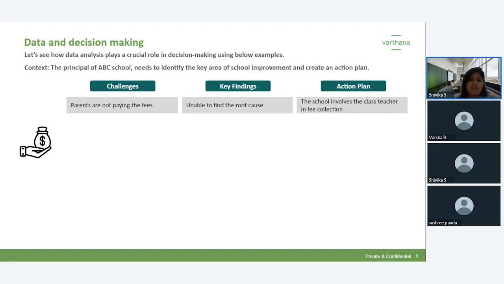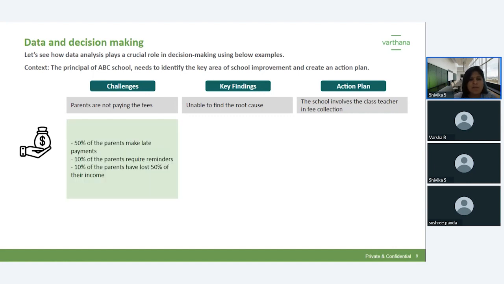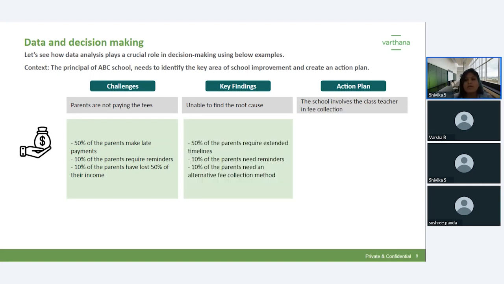So let's see how, if we have certain data to understand the challenge, our decision-making capacity can get better. So here, for the same challenge, if you have data saying that 50% of the parents make late payment, 10% of the parents require reminders, and 10% of the parents have lost their income, now you have clear data to say that these sets of parents are facing this challenge, and you have a clear key finding that the parents need an extended timeline. 50% of them who are making late payments, 10% of them who are forgetting may need reminders, and 10% of the parents need alternative fee collection. So now you know exactly whom to cater to with what.